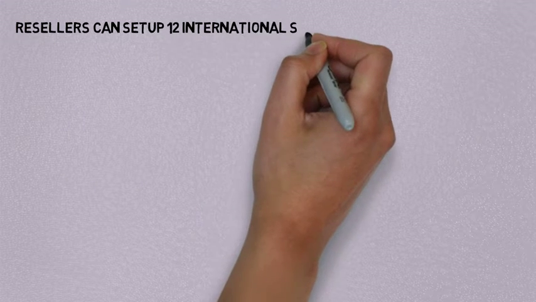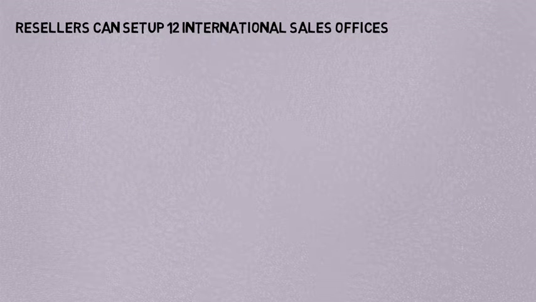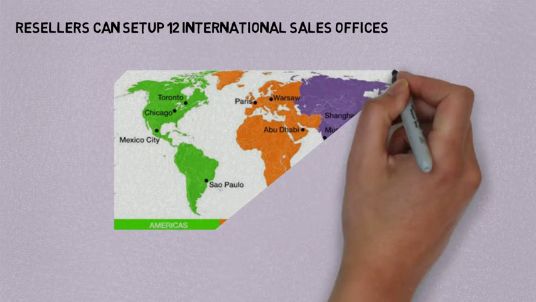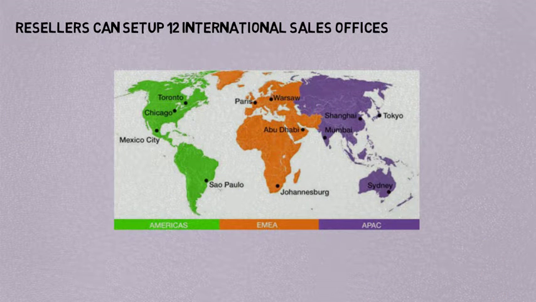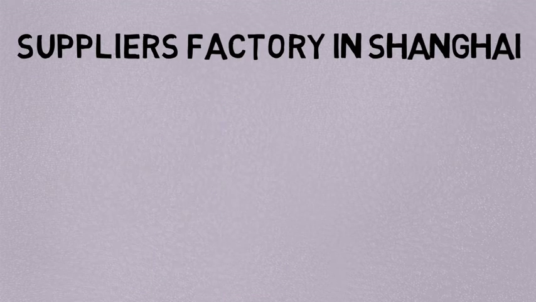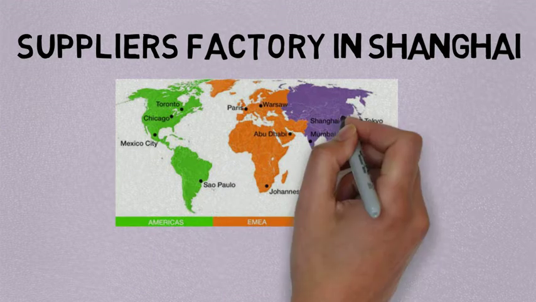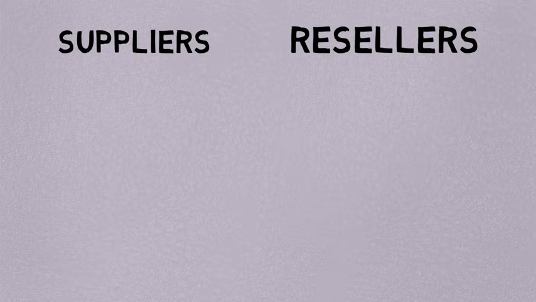Resellers can set up 12 international sales offices. The first office has been opened in Chicago. A worldwide distribution center has been located in Mexico City. Suppliers have set up a factory in Shanghai. Suppliers and resellers have specialized functions and must work together to satisfy the market.